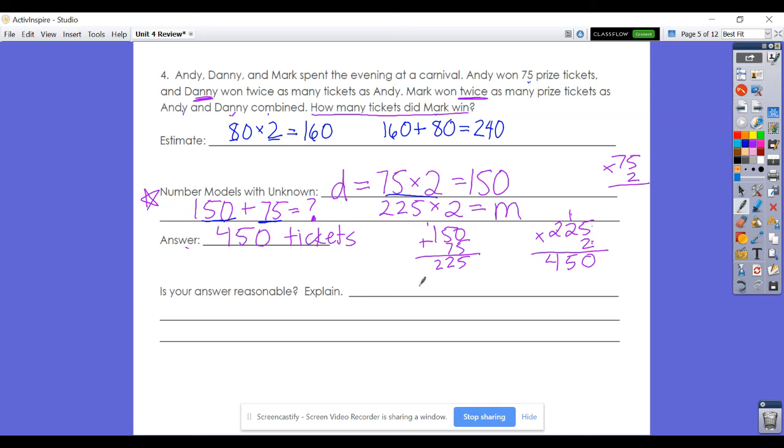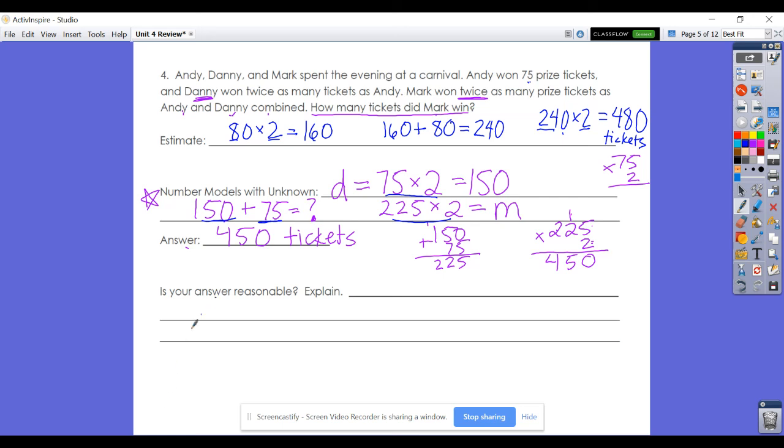Well, all I have to do now is just double it. So sure, I'm fine working with 240 because I know 24 times 2 is going to be 48. One 0 in my factor, one 0 in my product. So my estimate was 480 tickets.